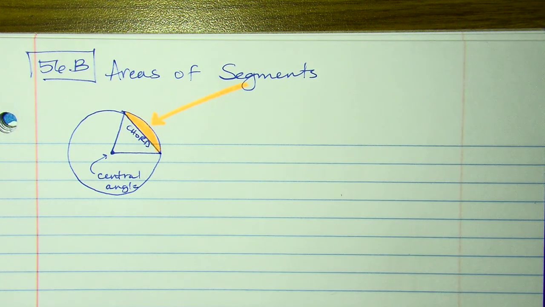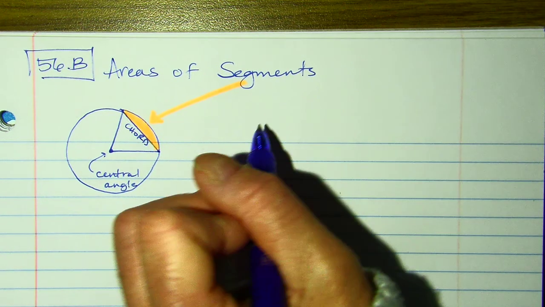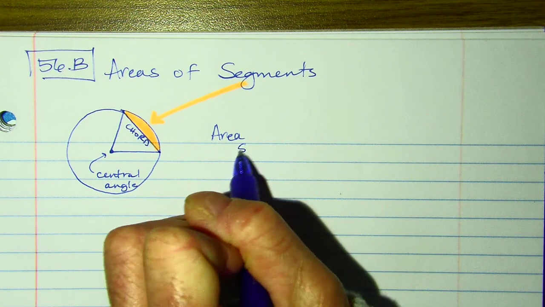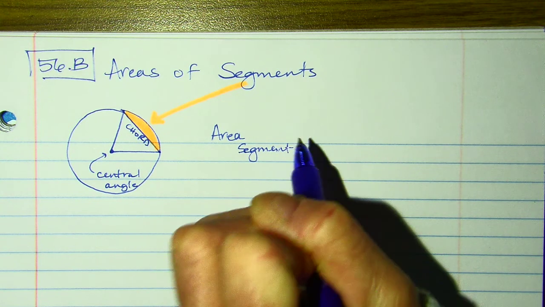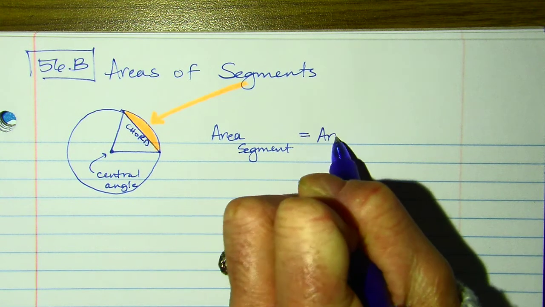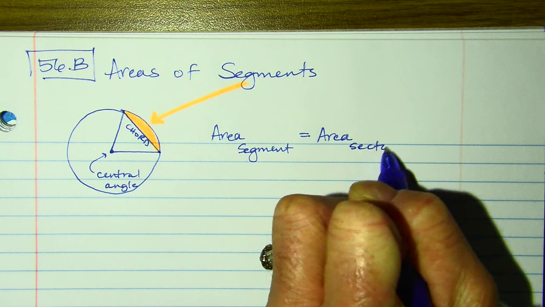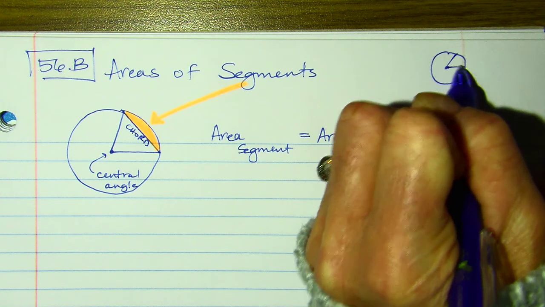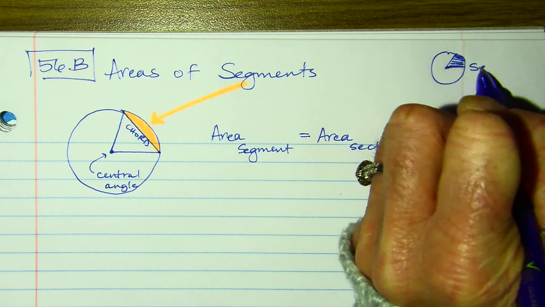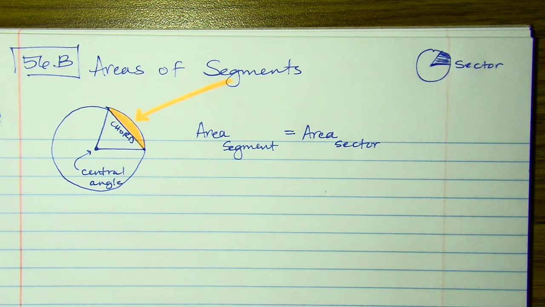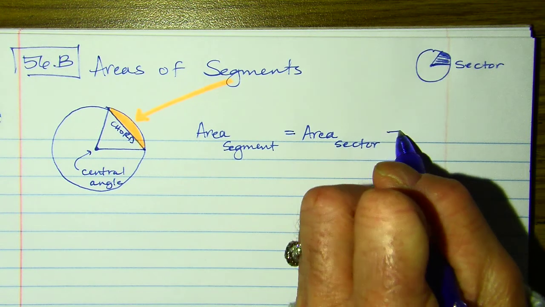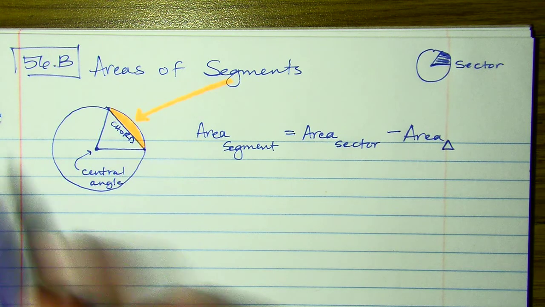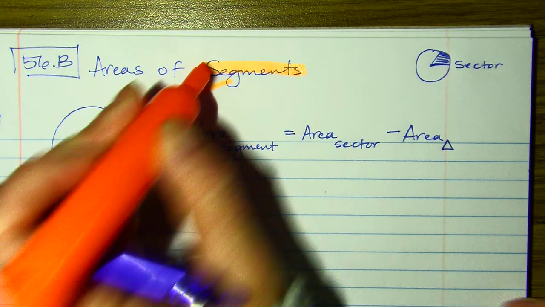So let's go over a couple things. I have the area of my segment, so the area of our segment is equal to the area of our sector. Remember, sector is a slice of pie. So this is a sector, or think of it as a slice of pie. So that's the slice of our pie minus the area of our triangle. That is how I would find this portion highlighted in orange.